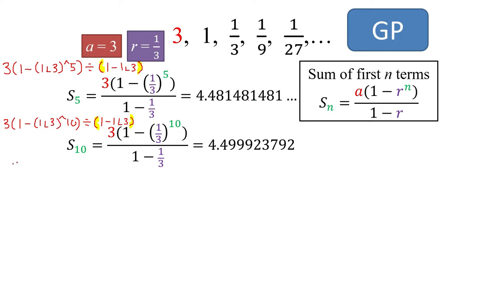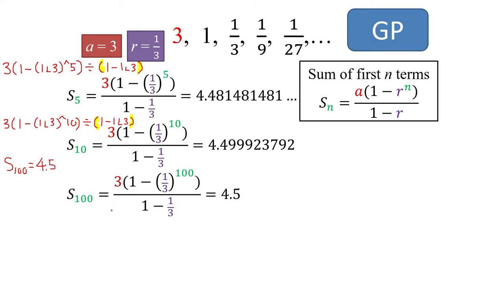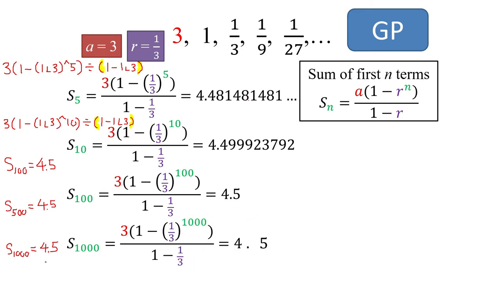So now I want all of you to try to press the calculator for S100. What value do you get from here? 4.5. Yes, you will get 4.5. When we increase the number of terms, the value increases slightly. What if S500? Tell me, what do you get? 4.5 as well. We try one more value. What about 1000? 4.5 also. So now we try to understand what is happening here.